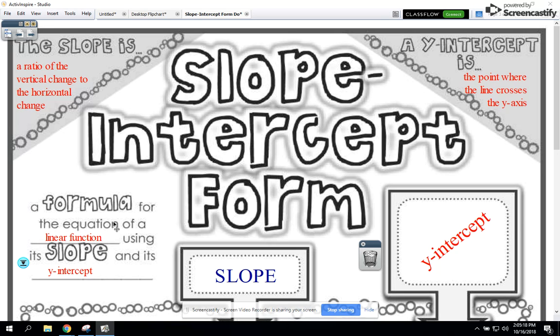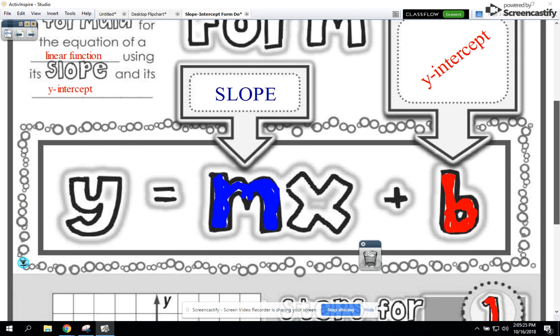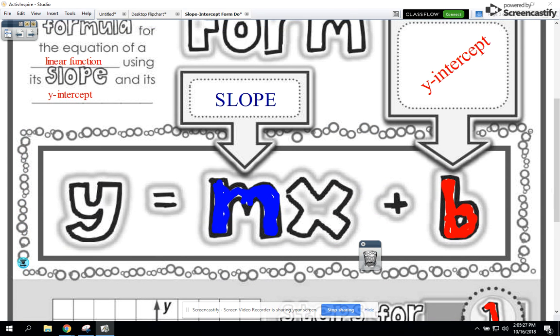Slope-intercept form is a formula for the equation of a linear function using its slope and its y-intercept. It often says y equals mx plus b. We talked about how the number that's in front of the x, which is considered the coefficient of x in this equation, is where you put your slope. Then whatever your y-intercept is, what you add or subtract. If your y-intercept is positive, you're going to add. If your y-intercept is negative, you're going to subtract.